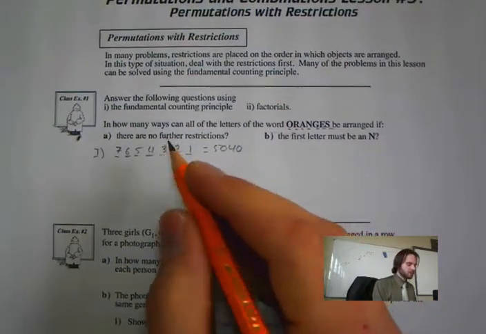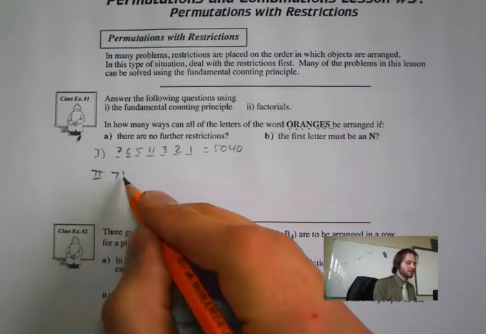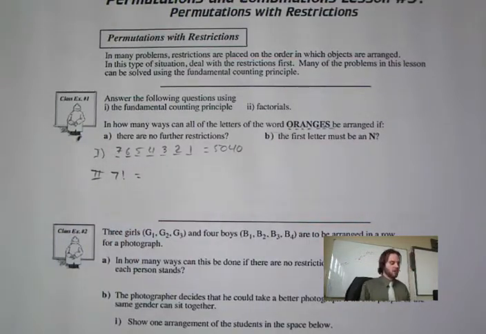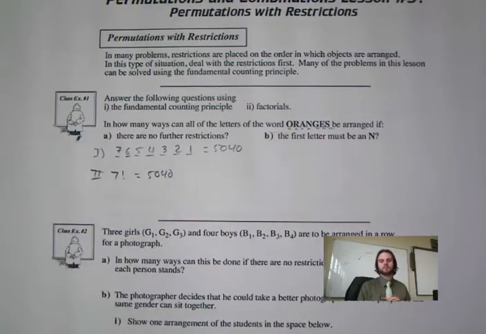Now the next one, let's look at number 2. It's easier. We could just say 7 factorial, and that's going to give me 5040 as well. Okay? So those are the two ways of doing it.